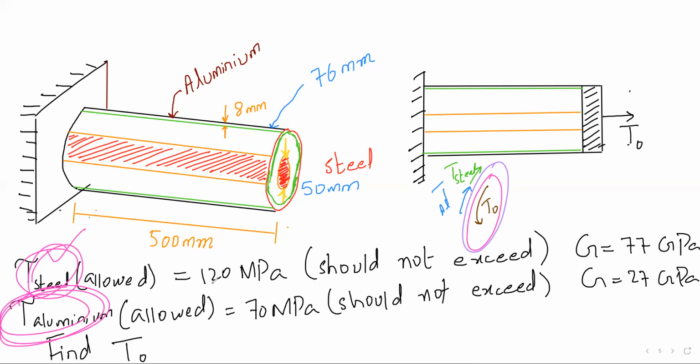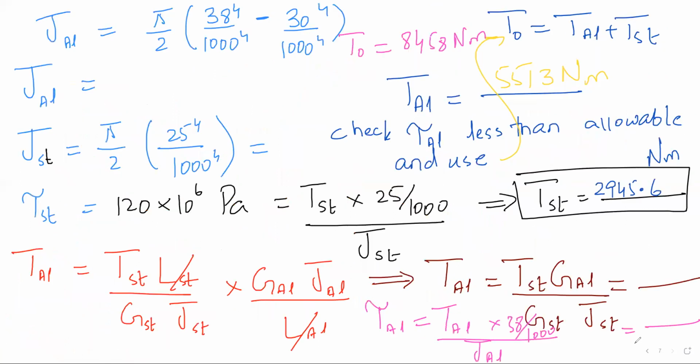But I have just one thing to ask you: the T of aluminium that I have found, that is the torque of aluminium. Good. Do you remember the value? So T of aluminium is 5513.